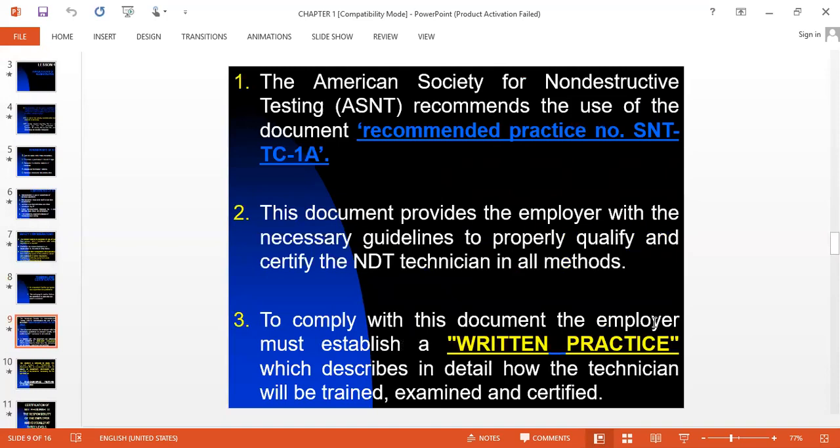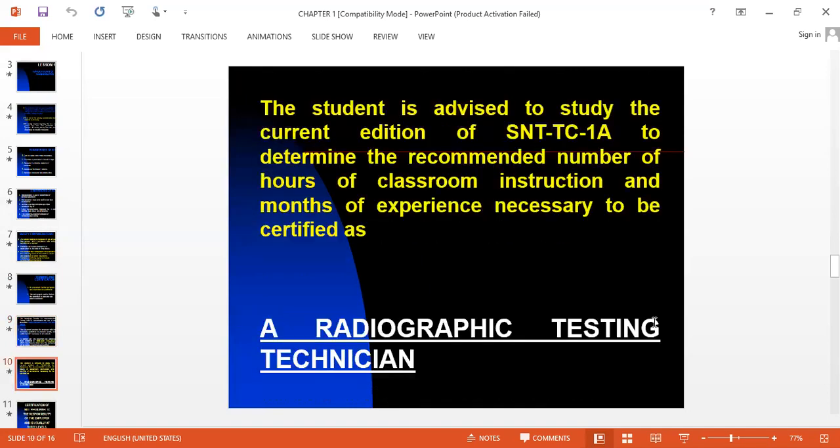So the American Society for Non-Destructive Testing (ASNT) recommends the use of a document as recommended practice SNT-TC-1A. This document provides the employer with the necessary guidelines to properly qualify and certify NDT technicians in all methods. To comply with this document, the employer must establish a written practice which describes in detail how the technician will be trained, examined, and certified. The student is advised to study the current edition of SNT-TC-1A to determine the recommended number of hours, classroom instruction, and months of experience necessary to be certified.